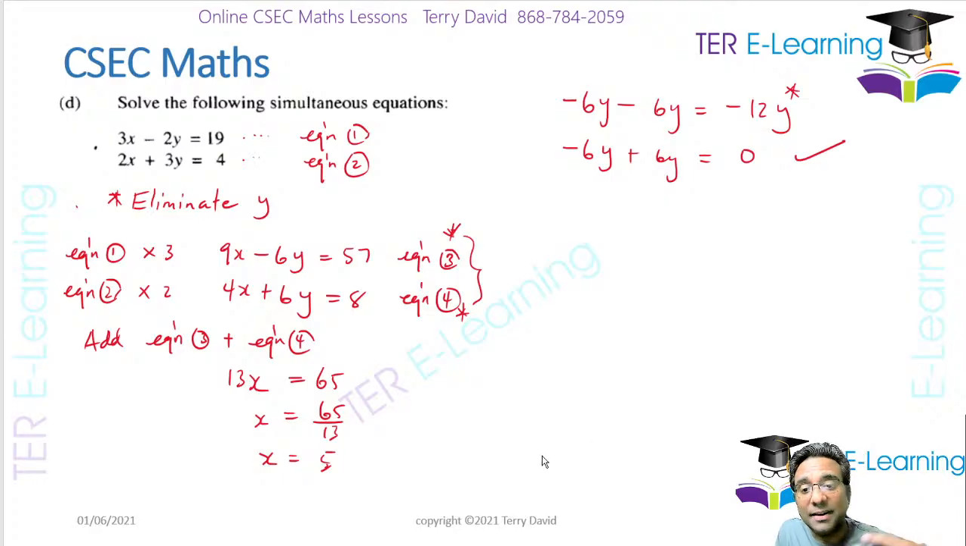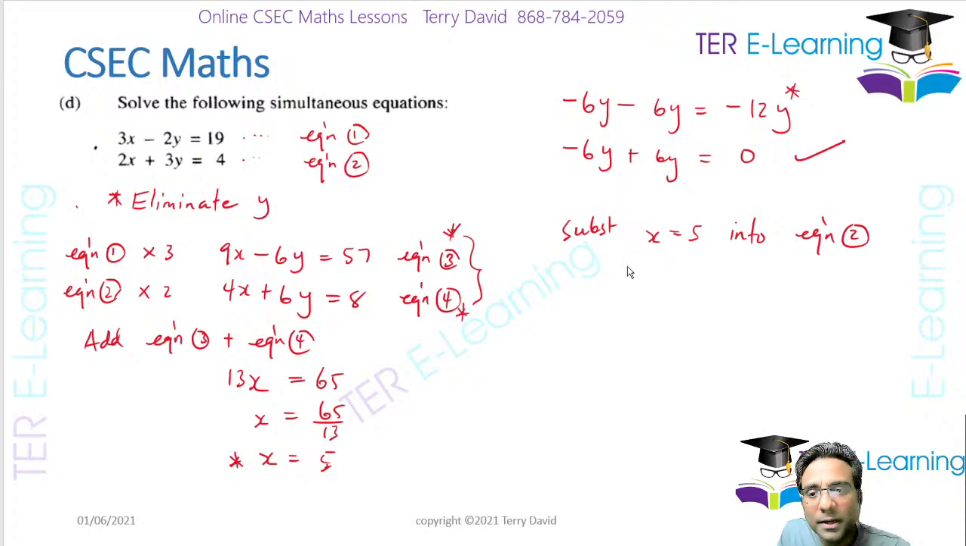So that's my answer. I've solved for x here. I've gotten what x is supposed to be, which is 5. Now we're going to take that 5 and plug it into any one of your 4 equations. Totally up to you, right? So I will plug it into, let's say, equation 2. So I'm going to substitute x equal to 5 into, let's say, equation 2, right? So therefore, it's going to be 2 multiplied by x, which is 5, plus 3y is equal to 4.